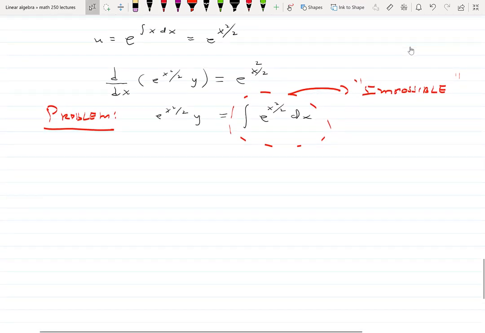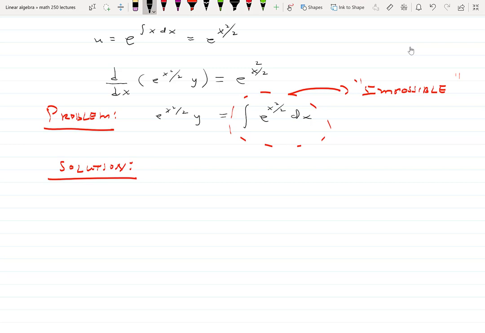So here's a trick. It is an extremely common trick to use, and it's not difficult. It's just something new for you, like most of this course. Okay, the solution is to do this. I'm going to copy our differential equation.